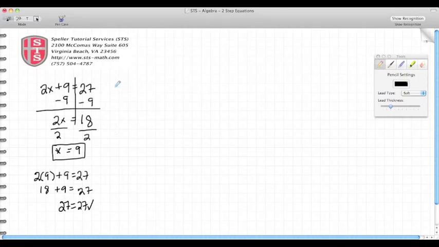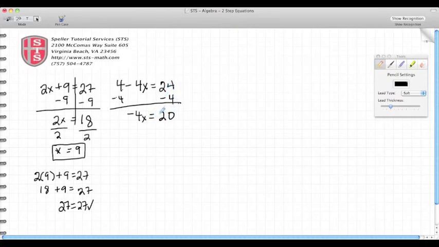Let's take a look at our next example, which is 4 minus 4x is equal to 24. Again, we need to isolate this negative 4x. To do so, we need to subtract 4 from both sides of our equation. That leaves us with negative 4x is equal to 20 minus 4, which is 20.